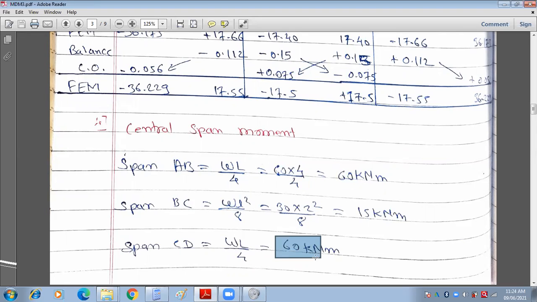Similarly for the CD. CD and AB are symmetrical vertical columns carrying symmetrical loading. Therefore, the moment is also symmetrical. Now BC is the horizontal span. It carries a UDL, therefore the center span moment is WL square by 8. Load is 30, span is 2, 2 square divided by 8. It becomes 15 kilonewton meter.